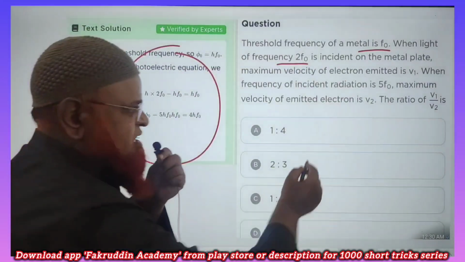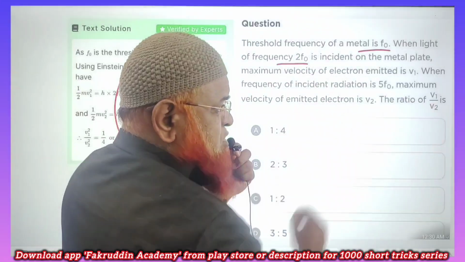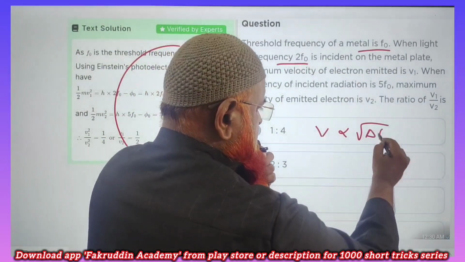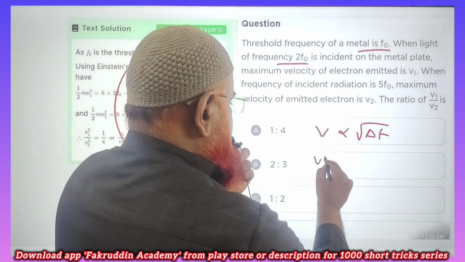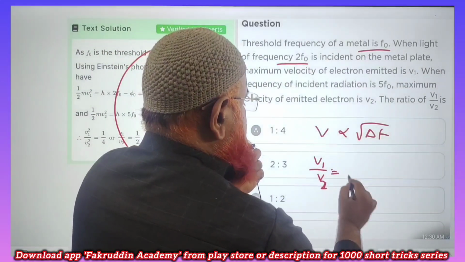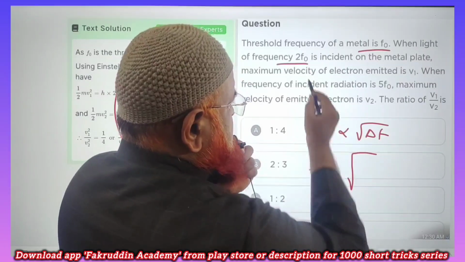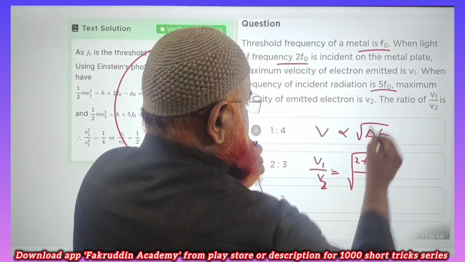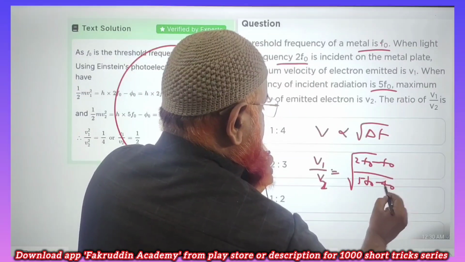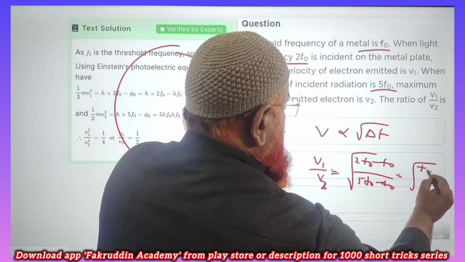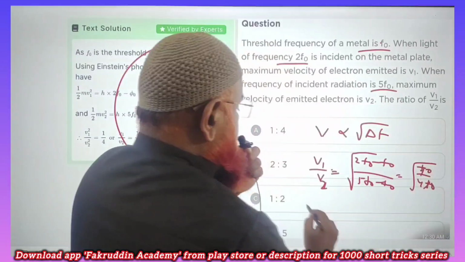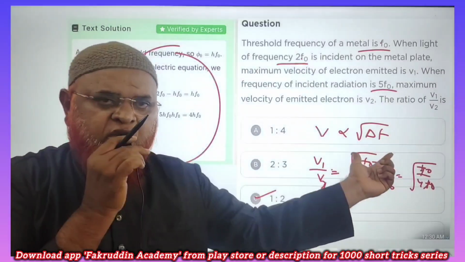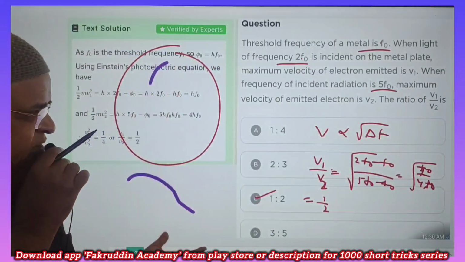We can bypass this method. He's asking us to find out the velocity ratios. You can just take velocity is directly proportional to the square root of the frequency difference. So therefore we can write velocity v1 by v2 is equal to the square root of the frequency difference, which is 2f naught minus f naught, and 5f naught minus f naught. So we'll be getting square root of f naught by 4f naught. So your answer is 1:2. So this is option C. With the simple shortcut formula you can solve this problem instead of going with lengthy methods. Thank you very much.